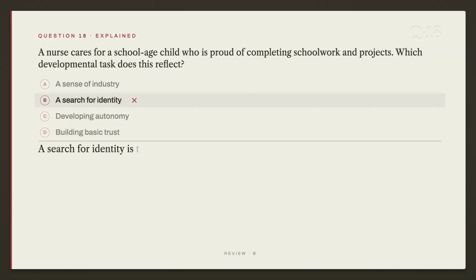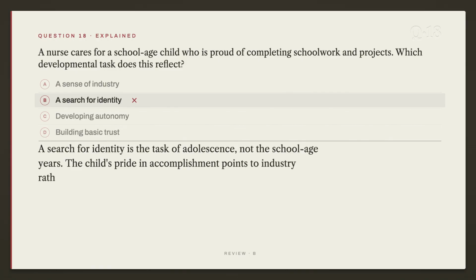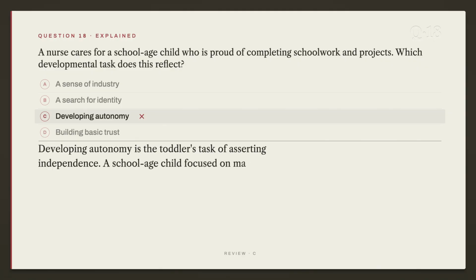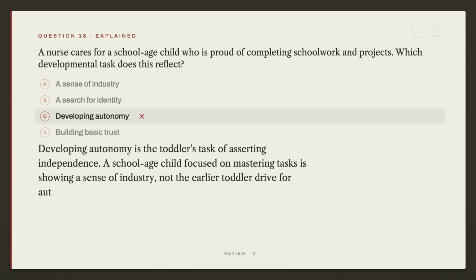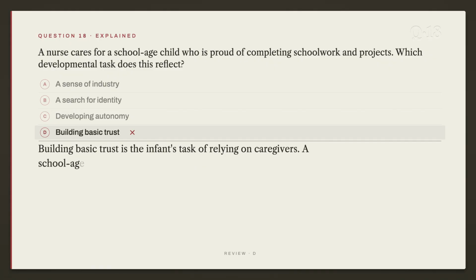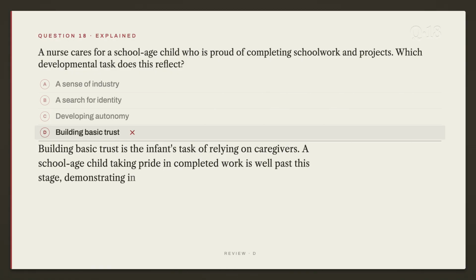B is wrong because a search for identity is the task of adolescence, not the school-age years. The child's pride in accomplishment points to industry rather than the later work of forming identity. C is wrong because developing autonomy is the toddler's task of asserting independence. A school-age child focused on mastering tasks is showing a sense of industry, not the earlier toddler drive for autonomy and independence. D is wrong because building basic trust is the infant's task of relying on caregivers. A school-age child taking pride in completed work is well past this stage, demonstrating industry instead.